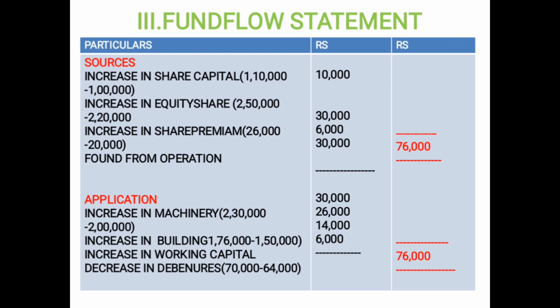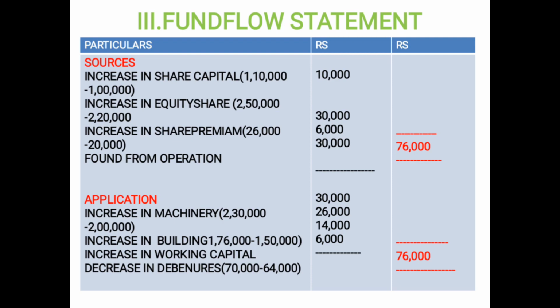Now in the 28th sum, we first see the share capital. Share capital last year was 1 lakh, this year 1,10,000. So there is an increase of 10,000 in share capital, which is the issue of shares. Equity shares last year were 2,20,000, this year 2,50,000, so 30,000 rupees of shares were issued. Share premium last year was 20,000, this year 26,000, so 6,000 is the share premium. Those are the sources in our company.